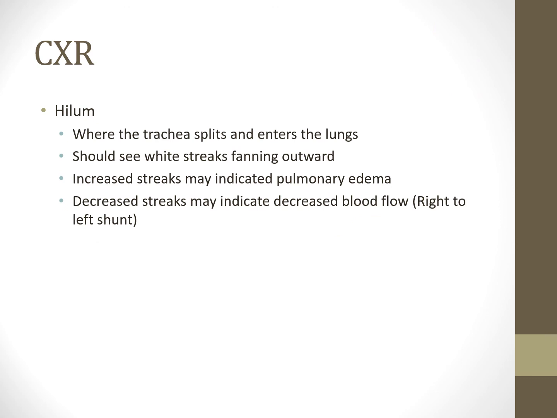The hilum, you should see the white streaks spanning outward. If you see a lot of these streaks and they have a PDA, guess what? Patent ductus arteriosus, you have pulmonary edema going on. These streaks going away might mean you have a right to left shunt, right? If you have a kid that has more cor pulmonale and has an ASD or VSD, that would become a right to left shunt, sending blood to the opposite side and therefore decreasing pulmonary blood flow and increasing arterial shunting, right? That's what you would see there.